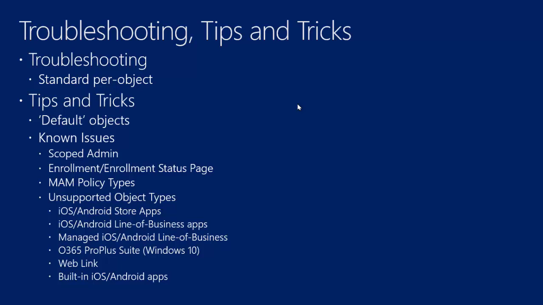The tips and tricks, I mentioned the default objects, so don't be alarmed that you don't see the default objects in the console when you're creating the policy set, for the reasons I stated. There are several known issues around policy set that we have documented in the default documentation that talks about Intune and policy sets. Things like scoped admins and how there can be a little kind of glitch in the wizard that you have to go forward and go back and then go forward again if you're using an admin that is assigned to scope. Some little things about the enrollment status page, some policy types.